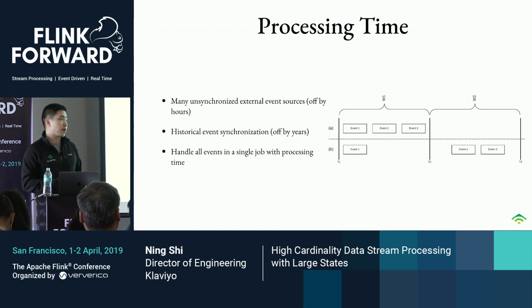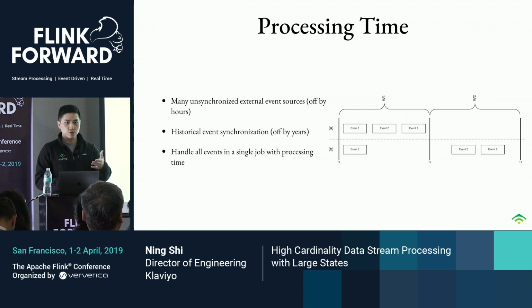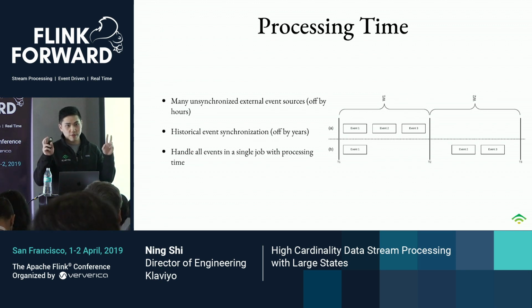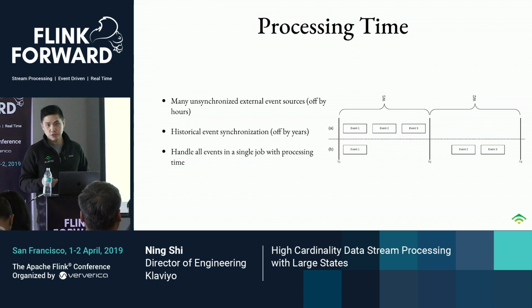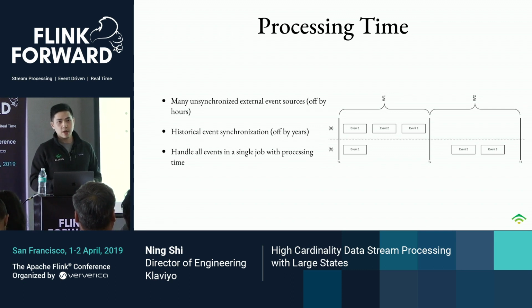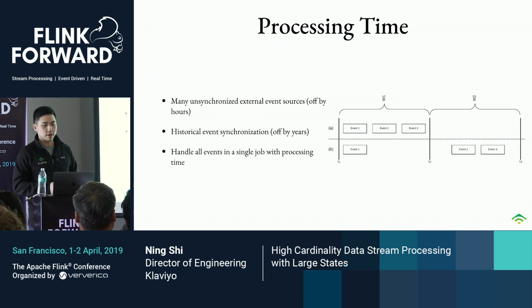So we typically see events flowing to the system. They're real-time events, but they are actually off by hours. Meaning that if we were to use event time, we would have to have an allowed lateness of up to hours or even sometimes a day, which is large, and performance would likely be impacted by that.